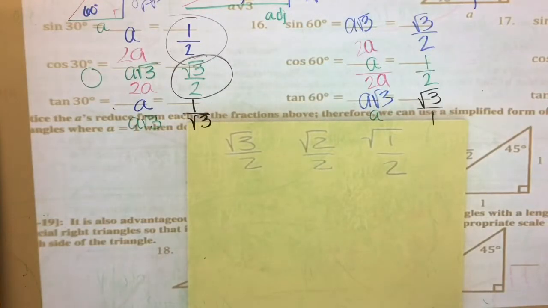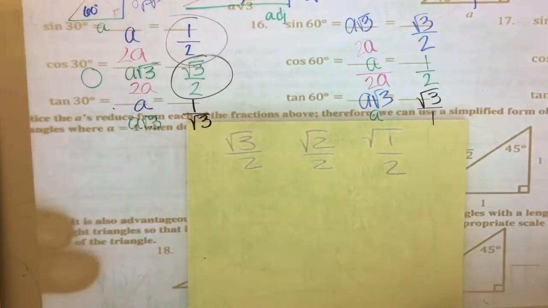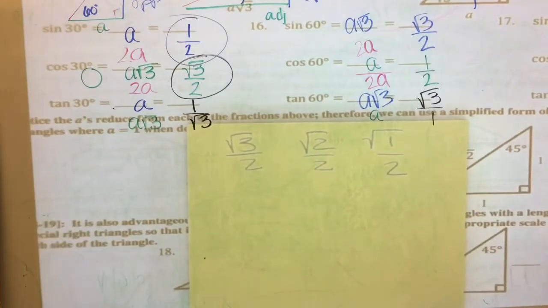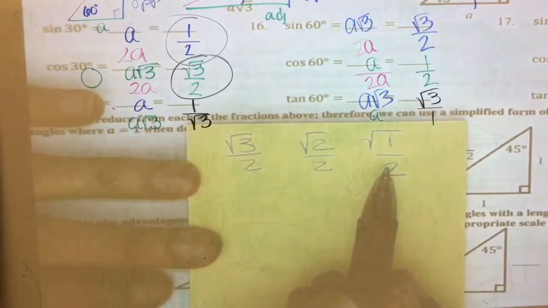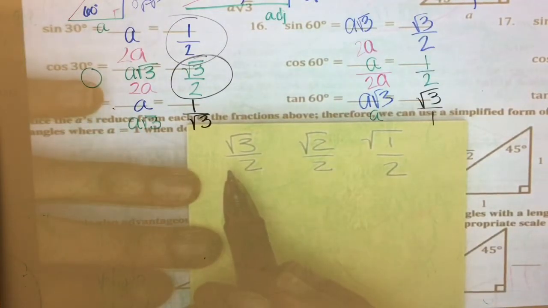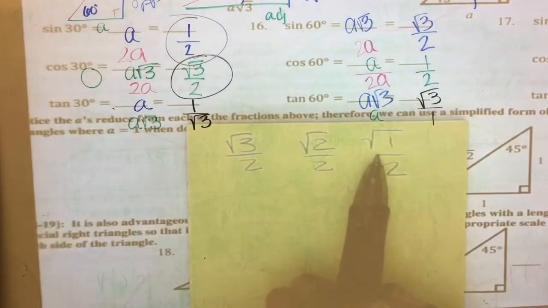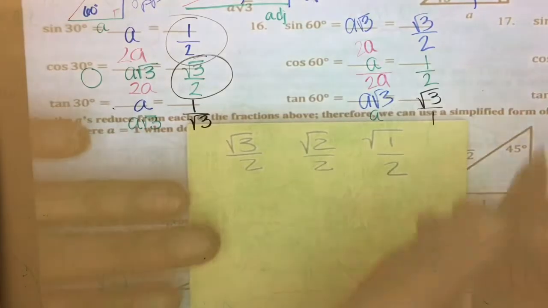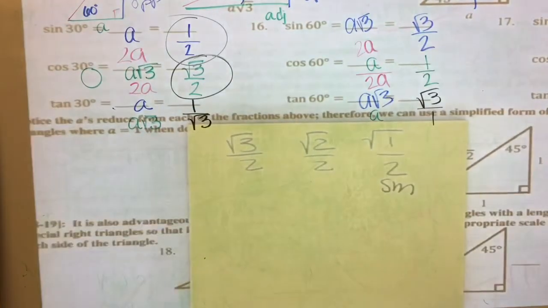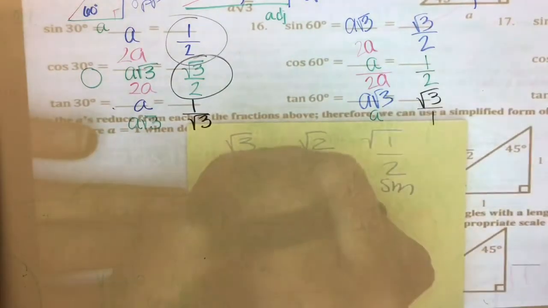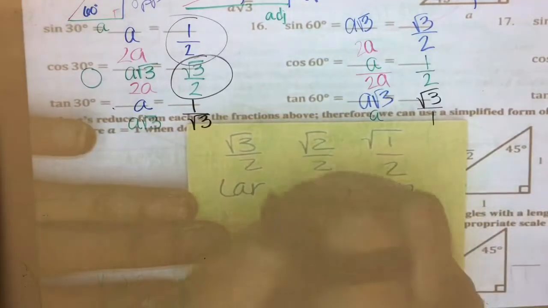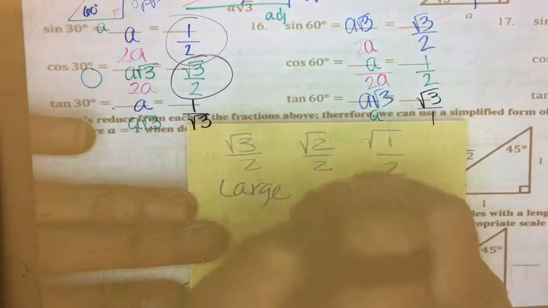Okay, so these are our three ratios. We're going to put them in order from least to greatest. What is the smallest ratio? 1/2. Good. Anytime the denominators are all the same in a ratio, it depends on the numerator. And so the smaller the numerator, the smaller the ratio. So this is the smallest. Which one is the largest? Root 3 over 2. Which means that the root 2 over 2 is the one in the middle.